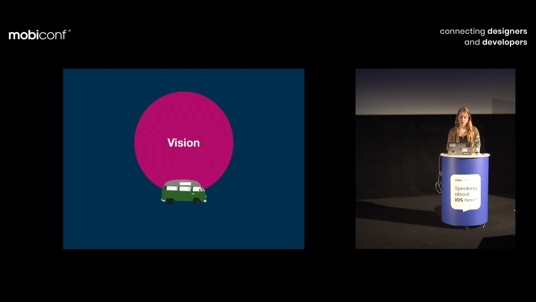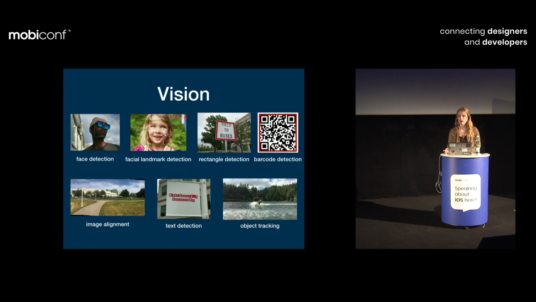OK, so let's first stop at Vision, and let's see what this framework has to offer for us. So Vision has been around since iOS 11. And what we're able to do since it was released is face detection, facial landmark detection, rectangle detection, barcode detection, image alignment. So if you have a bunch of images, then it's going to try to align them so they look like they're stitched together, and text detection, and object tracking. So this is perfect. We want to detect that box, so we can use the rectangle detection API from the Vision framework.